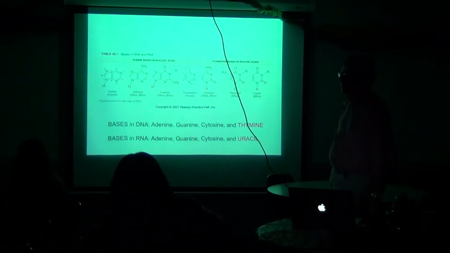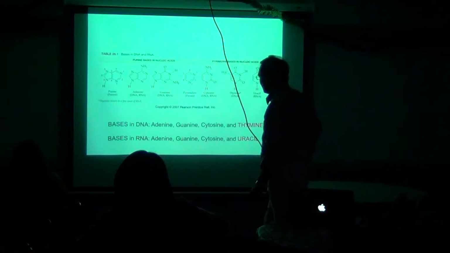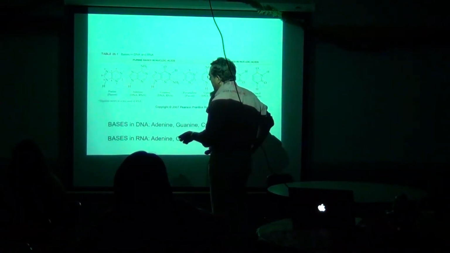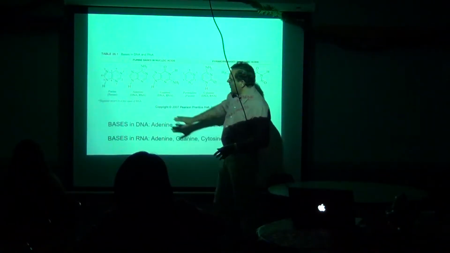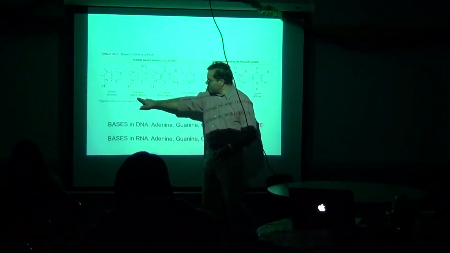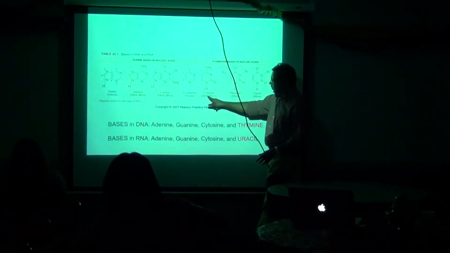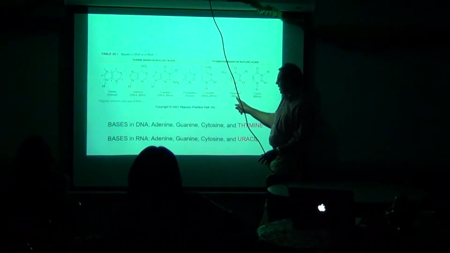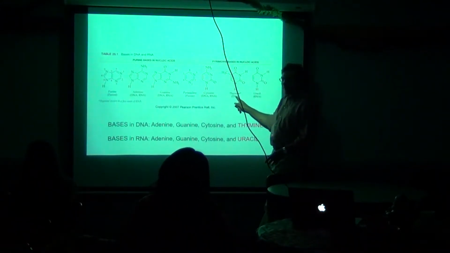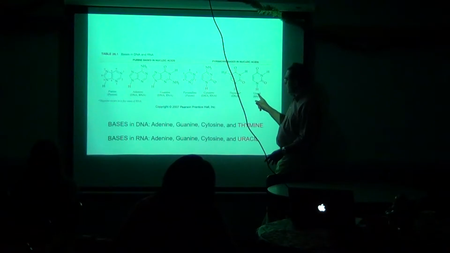Instead of thymine, it's uridine or uracil. Uracil, okay, very good, excellent. So that's one small difference. Normally in DNA you have adenine, guanine, that's why it says DNA and RNA, and then you have cytosine, both in DNA and RNA. But in DNA you only have thymine, whereas in RNA you have uracil.